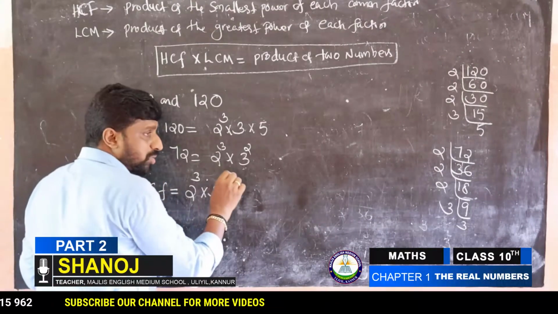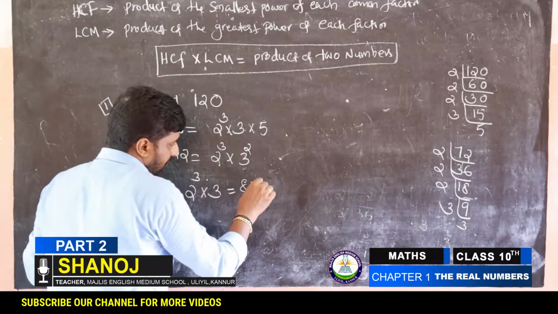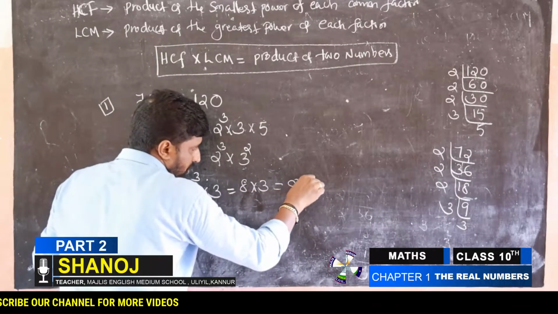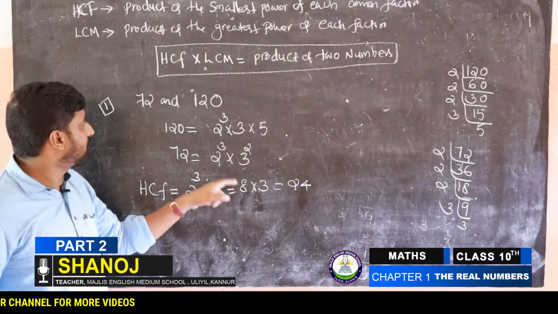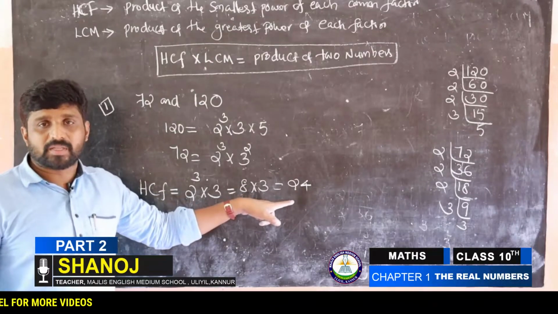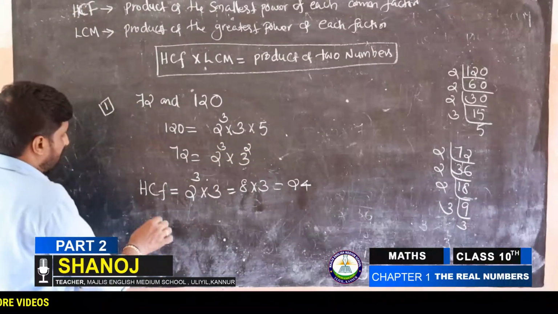Already we know 2 cube means 2 into 2 into 2, that is 8. 8 into 3, that is 24. This is the HCF of these two numbers by using the fundamental theorem of arithmetic. Now we can find out the LCM.